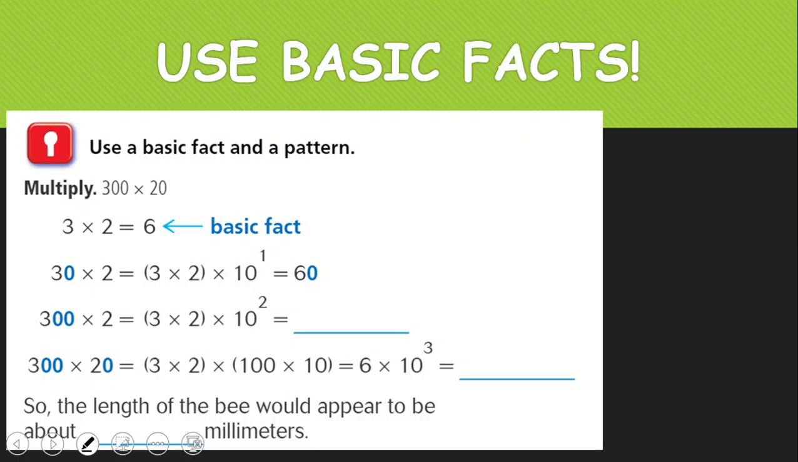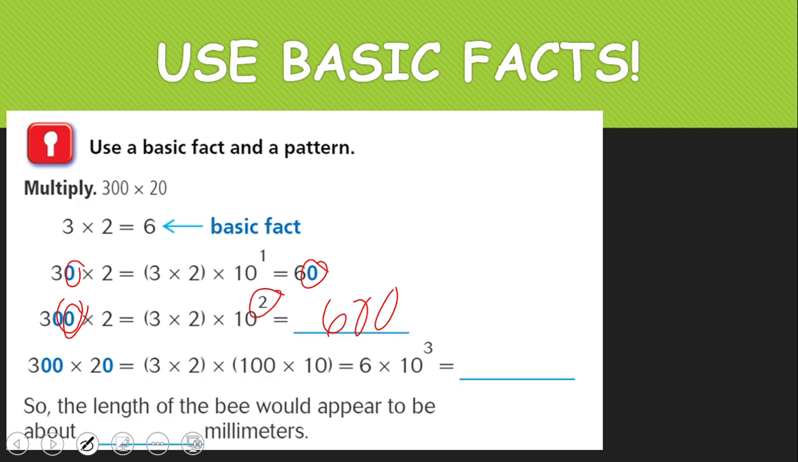So let's go back. So we have 300 times 20. So you want to do the basic fact. Obviously 3 times 2, we all know that, which is 6. And then as we look forward, we know that 30 times 2, which is the basic fact of 3 times 2 times 10 to the first power, equals 60. And I'm going to go ahead and use my pen here. So you should be noticing something here. It's a pattern. 300 times 2, which is the basic fact of 3 times 2, times 10 to the second power. So our answer would be 600.